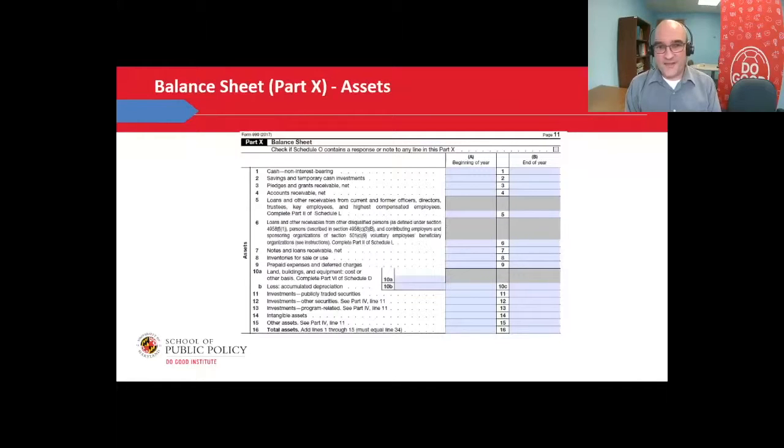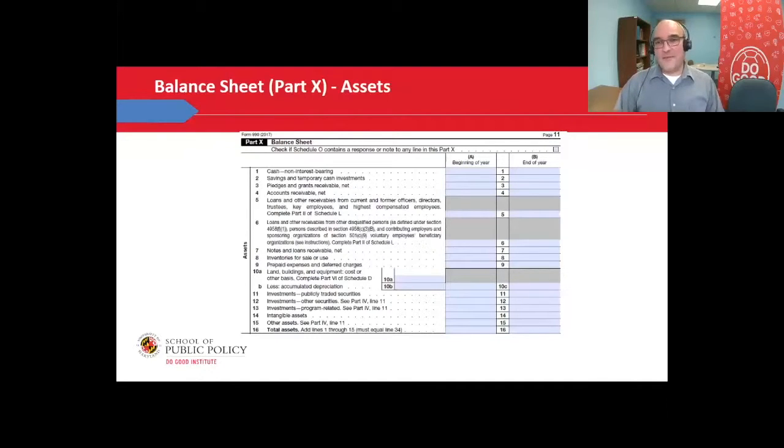It shows assets, both current and long-term assets. And again, just like on the made-up example, current assets are listed in order of liquidity, from cash and savings accounts at the top down to investments, land, property and equipment in line 10, and even intangible assets. If the organization can figure out how to monetize those to everybody's satisfaction, they can list them on the 990 as assets.